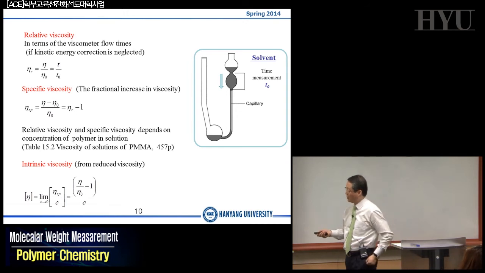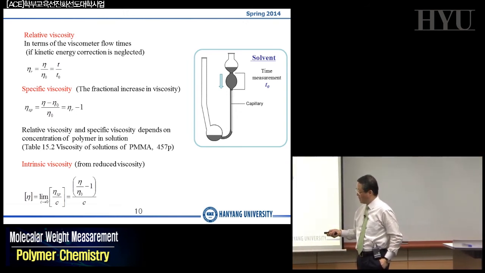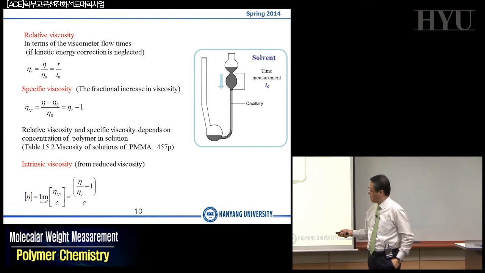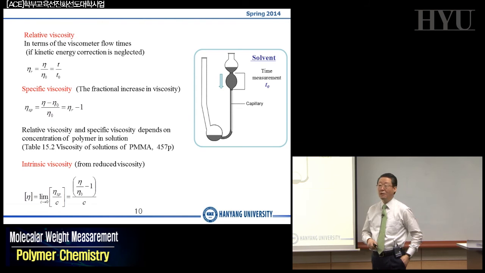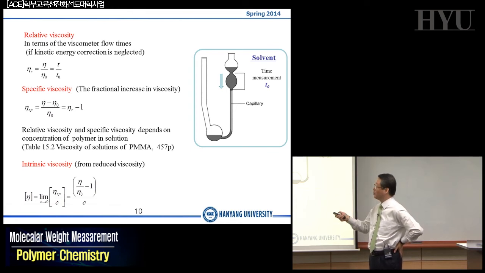Now, eta specific divided by concentration, where the concentration goes to 0, is defined as the intrinsic viscosity. So from this equation, we know that we can measure T and T0. We know C, because T depends upon C, of course. So by measuring T and concentration, you can come up with the intrinsic viscosity.